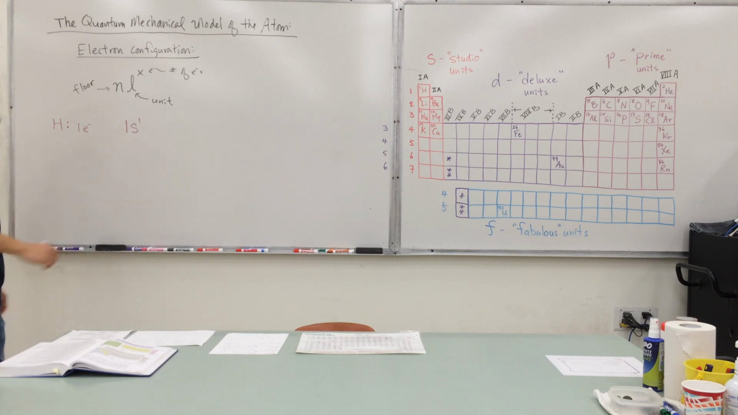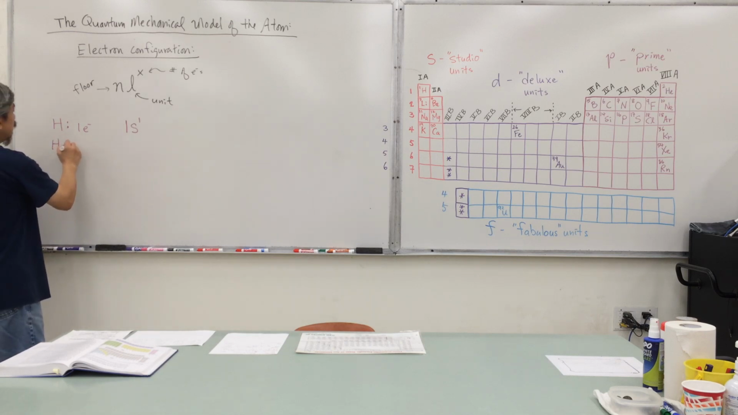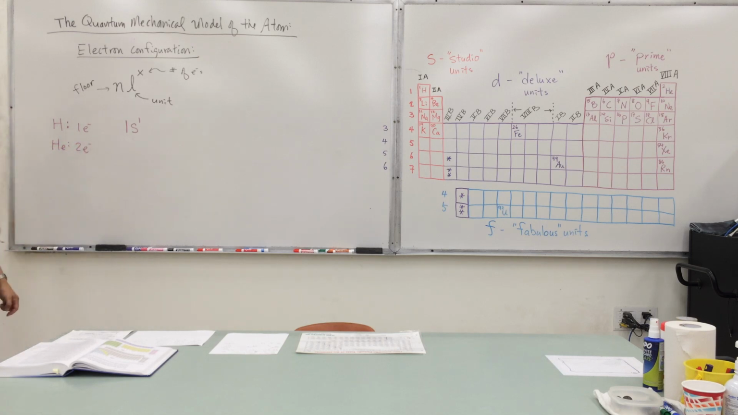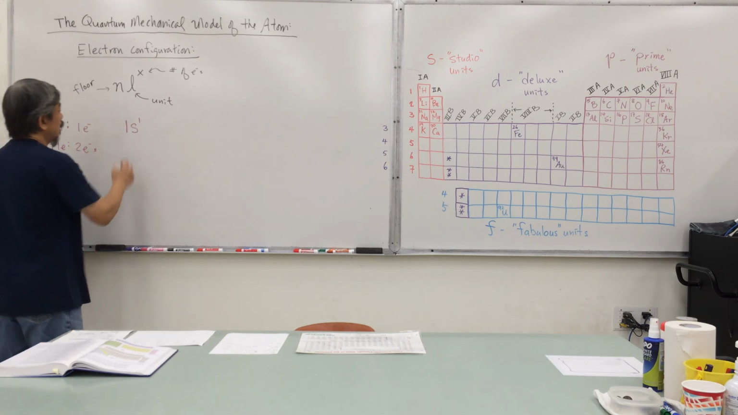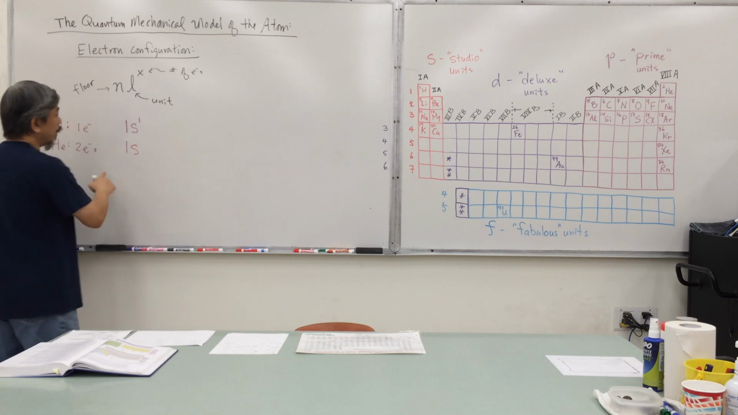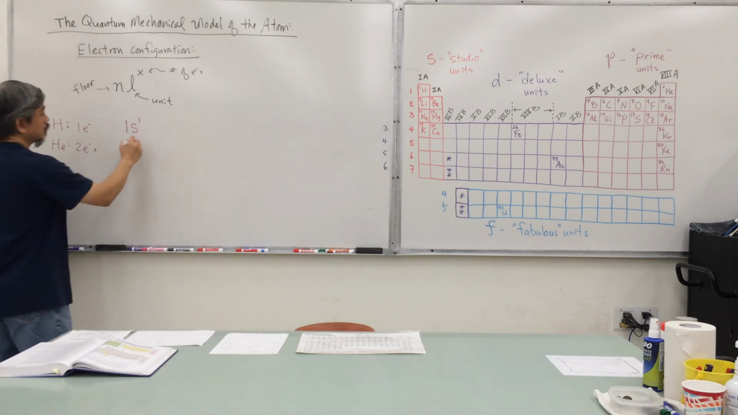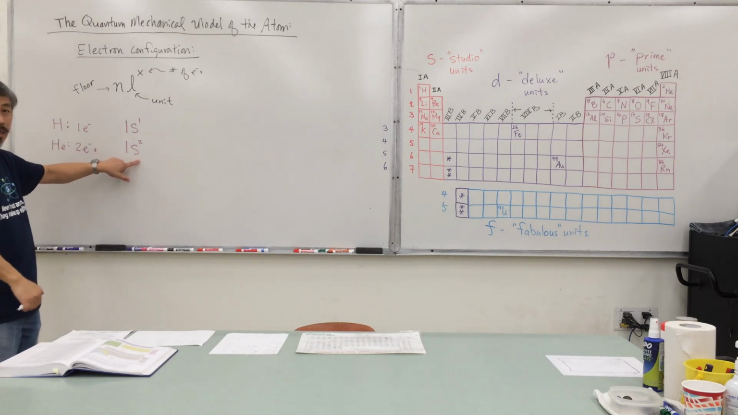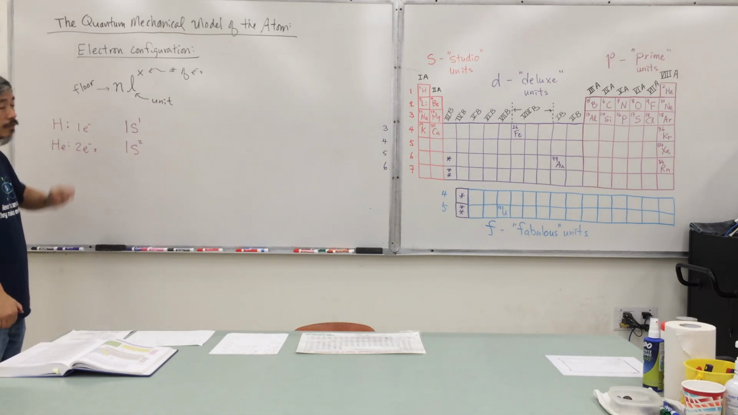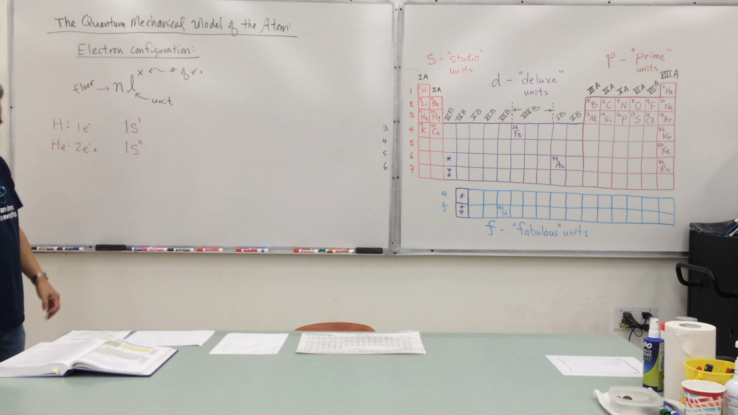That's it. When we go to helium, helium has 2 electrons that we have to worry about. And so in this case, we say that we're going to put both of those electrons in the 1s orbital because we can accommodate it. So we can put 2 electrons into this studio unit on the 1st floor, and then this will be happy. So this is the electronic configuration for helium.